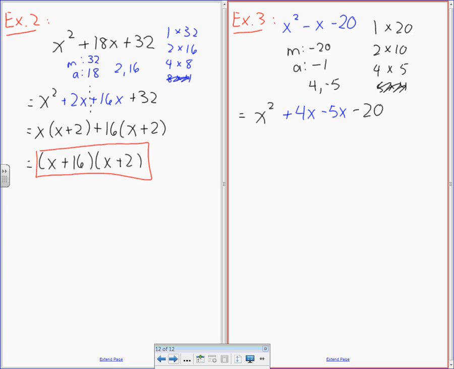Okay, now let's make sure that everyone understands what just happened there. Once you get your two little numbers, you're going to change the middle, the x term, into whatever the two numbers are with x's. So 4x minus 5x is just negative 1x. So I haven't actually cheated, right? Because 4 minus 5 is just negative 1, and that's that.